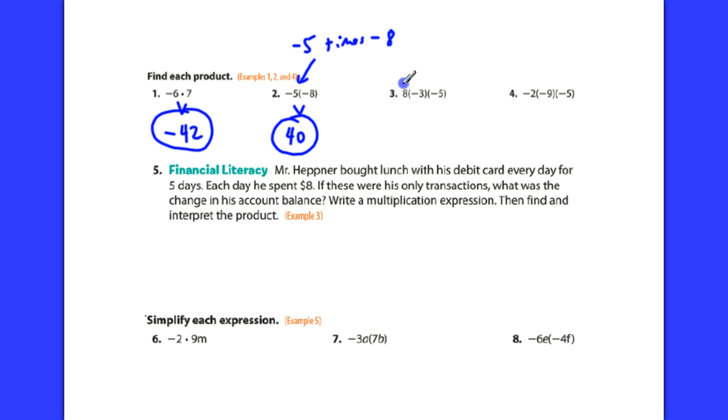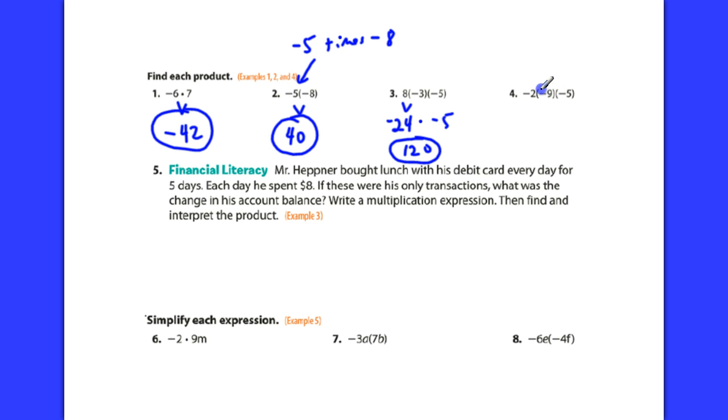This problem right here, that means 8 times negative 3 times negative 5. So what we want to do here is one piece at a time. 8 times negative 3, that's a positive times a negative. That's a negative 24 times negative 5. So now you have a negative times a negative, which is a positive, and you multiply those two numbers. 24 times 5 is 120. And you have it.